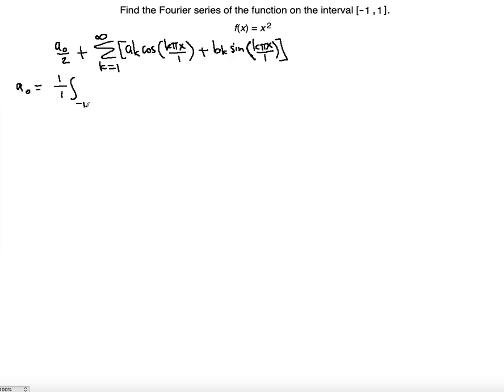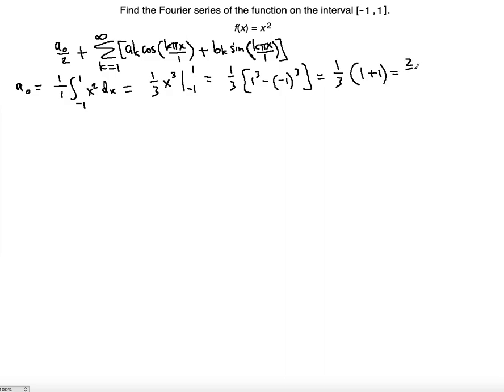Integral from -1 to 1 of the function, x squared dx. We know that's going to be 1/3 x to the third, from -1 to 1, which is 1/3 times 1 to the third minus -1 to the third, which is going to be equal to 1/3 times 1 plus 1, which is going to be 2/3. So a naught over 2 is going to be 2/3 divided by 2, which is 1/3. Okay, so that's going to be something we're going to use for the formula.